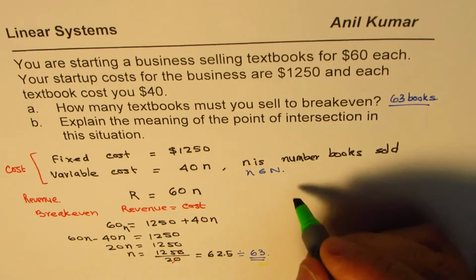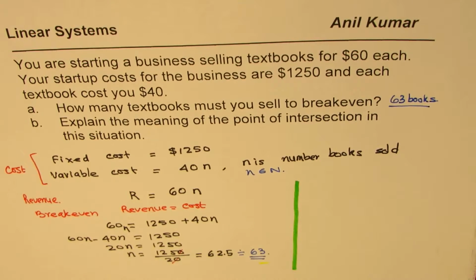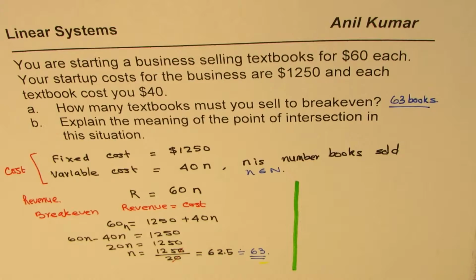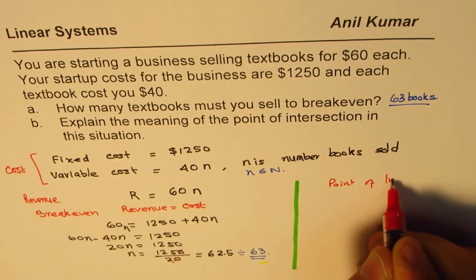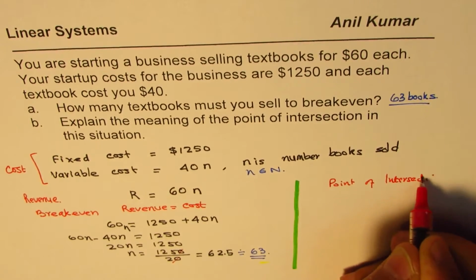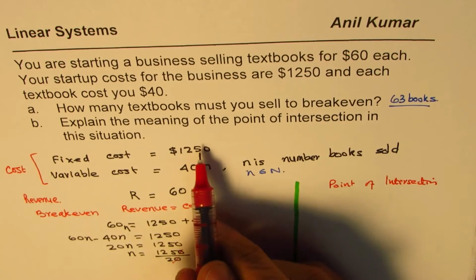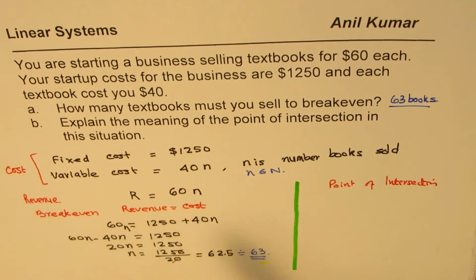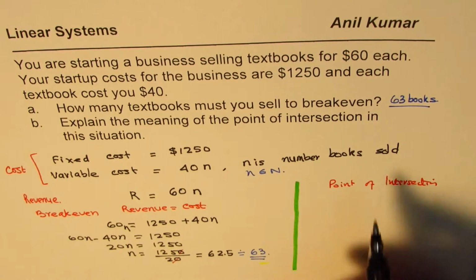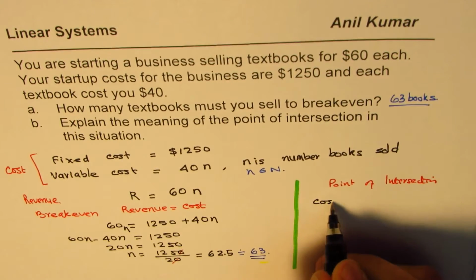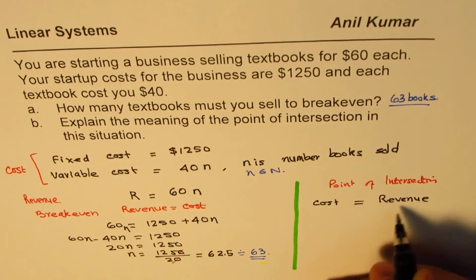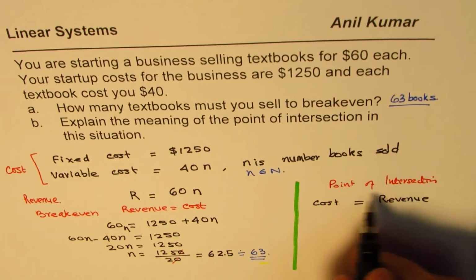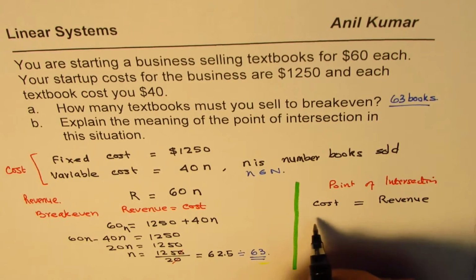Now let's look into part B, which is explain the meaning of the point of intersection in this situation. Now the point of intersection is what here? We are talking about two things. One is cost and one is revenue, right? So at the point of intersection, cost equals revenue, or revenue equals cost. So the point of intersection actually gives zero profit.